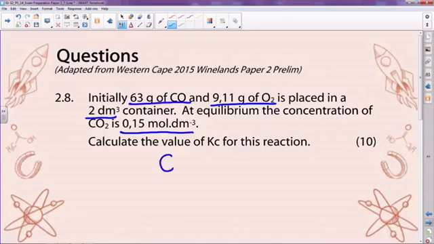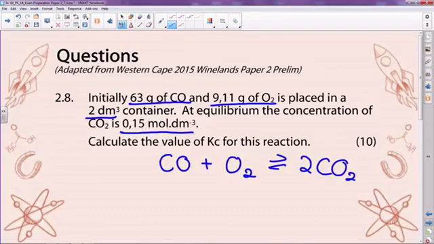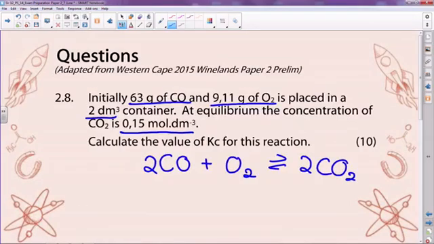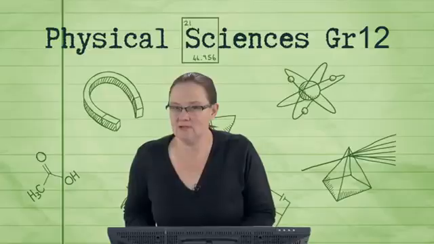So remember, we've got CO plus O2 going to 2CO2 because that needs a 2. And there we go. So that's my balanced equation. You don't need to go back to it here because it's there. It's all gases. There's the question. Okay, I'm giving you 3 minutes, and your time starts now.